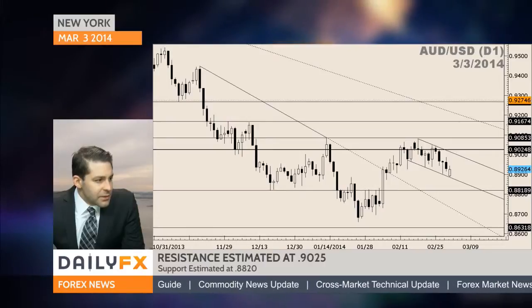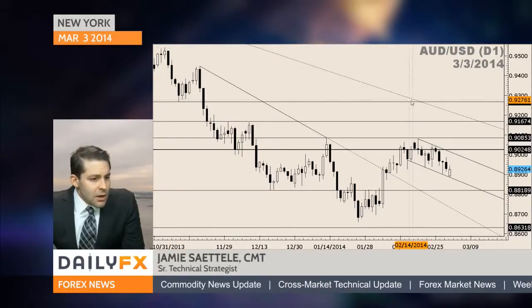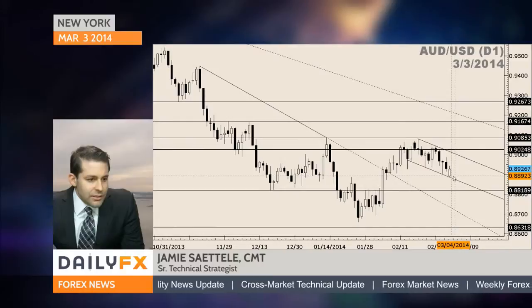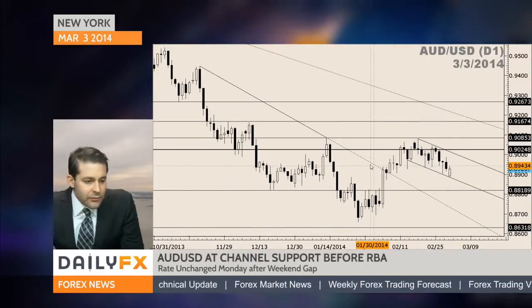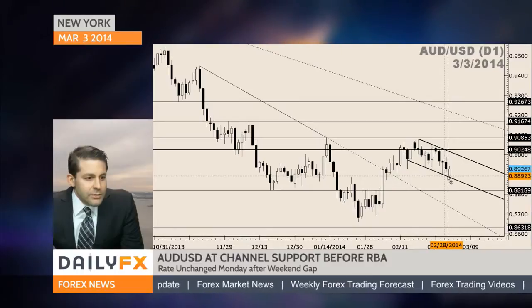Yep, S&Ps are down 15, by the way, 16. So the Aussie dollar is actually trading pretty well given the sell-off here. Gap down, but relatively unchanged right now on the day. So it's retraced last night's decline from Friday's close, and we're sitting right at channel support.